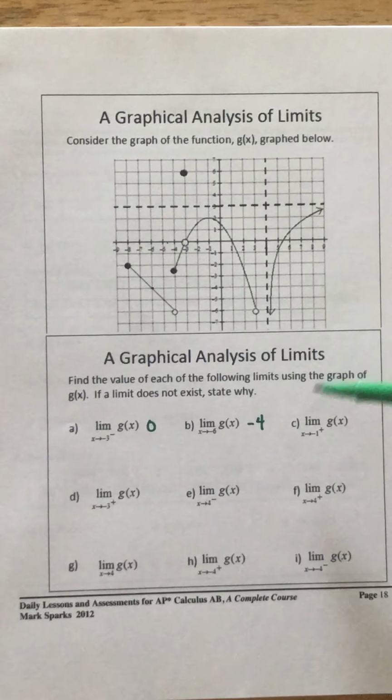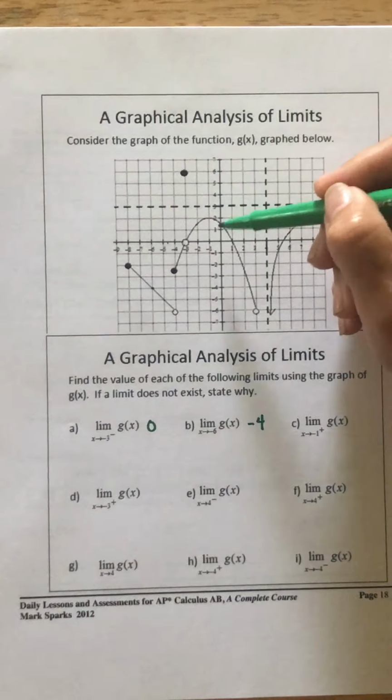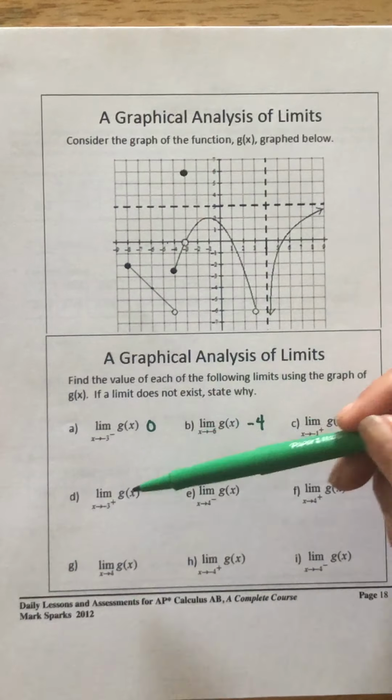All right, as x approaches, in letter C, -1 from the right. All right, -1 from the right. It looks like it's going to a value of 2. All right, I feel like I'm jumping all over the place. All right, -3 from the right. Okay, so this is going with A. As x approaches -3 from the right, that's also going to 0. Okay.